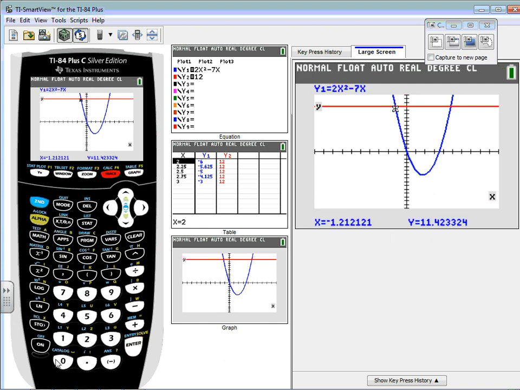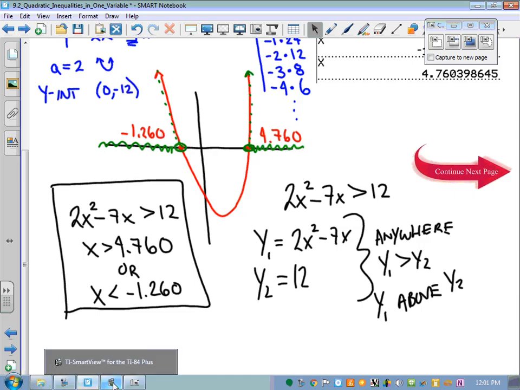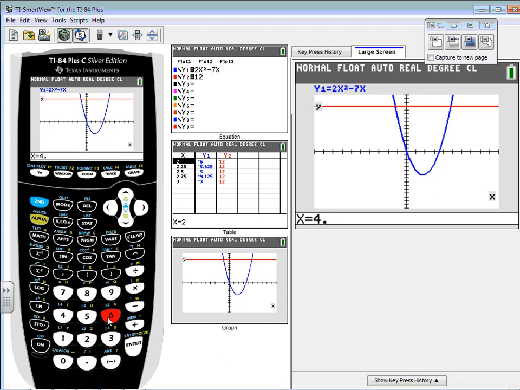If I type in 4.760, got to hit the 7 though, we're going to see that that's the other point, where my blue graph is above my red graph, the blue being y1 and the red being y2. That's another way of doing this.